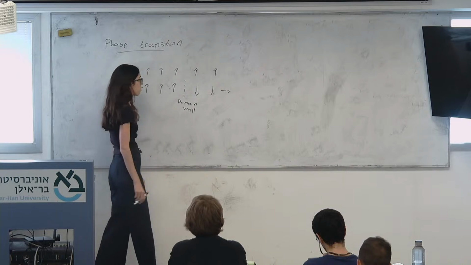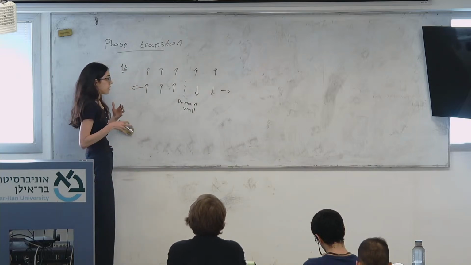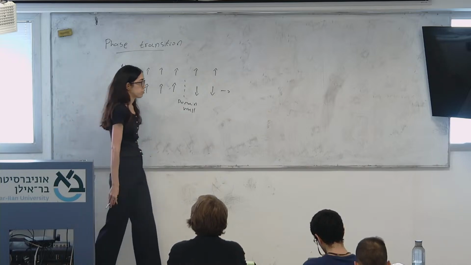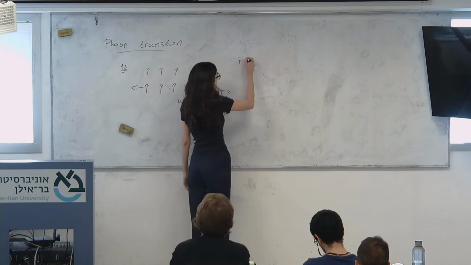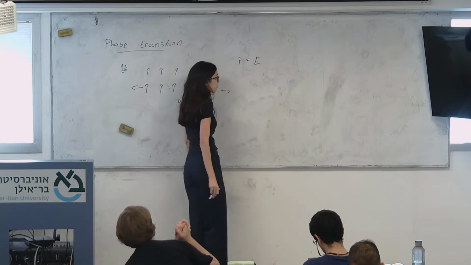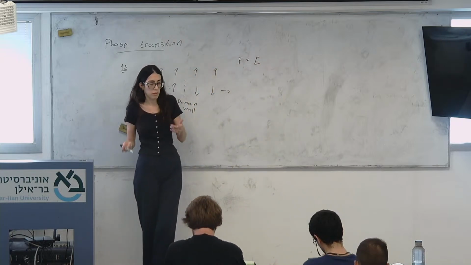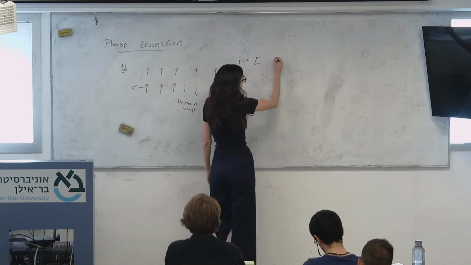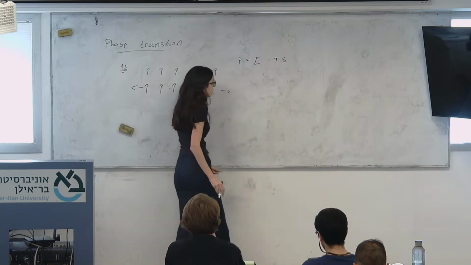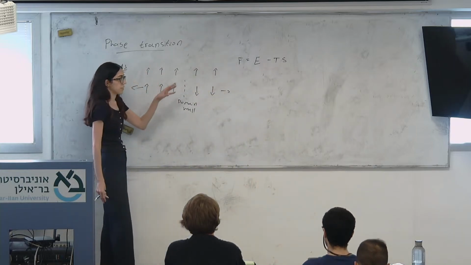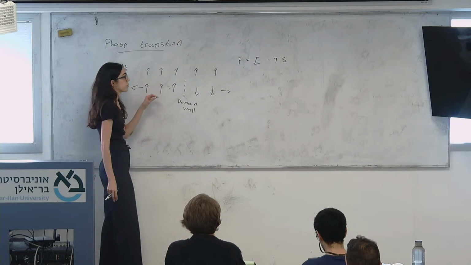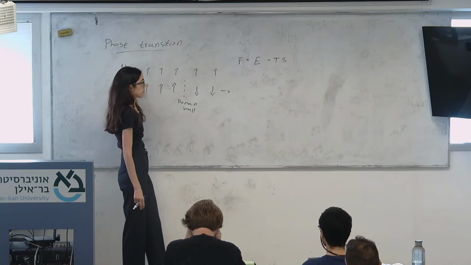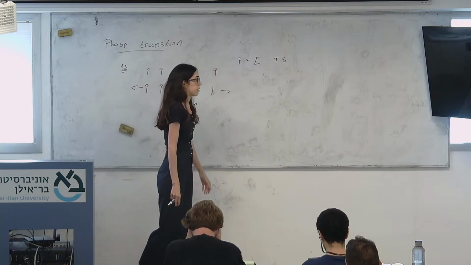So the system wants to minimize the free energy, which is defined by F equals E, the energy that we usually associate with the Hamiltonian, so the energy that we usually call just energy, minus the temperature multiplied by the entropy. So this is the thing that we want to find the minimum of. The system is going to choose whichever state has a lower free energy.